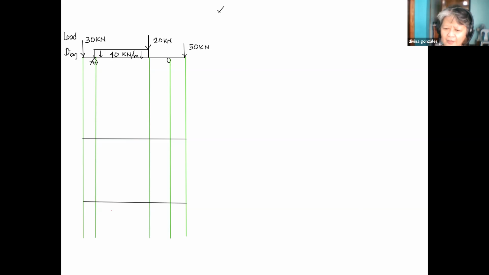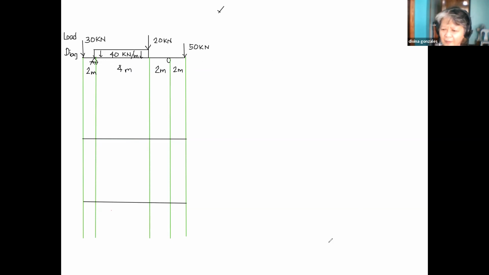Okay. So let's say we have the lengths: this is 2 meters, this is 4 meters, and then this is 2 meters. They are all in meters, another 2 meters. So these are the distances away from each other. Okay, so that is our complete load diagram.